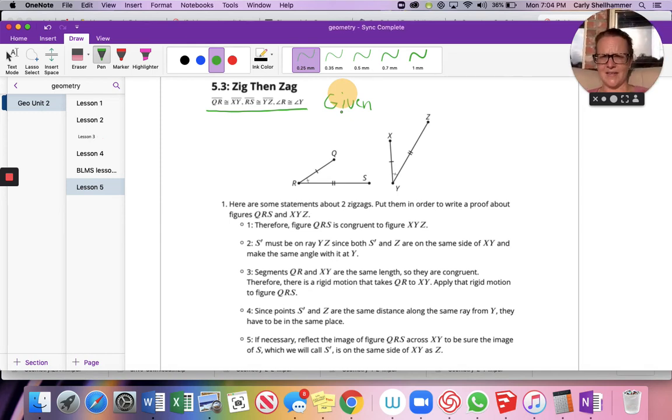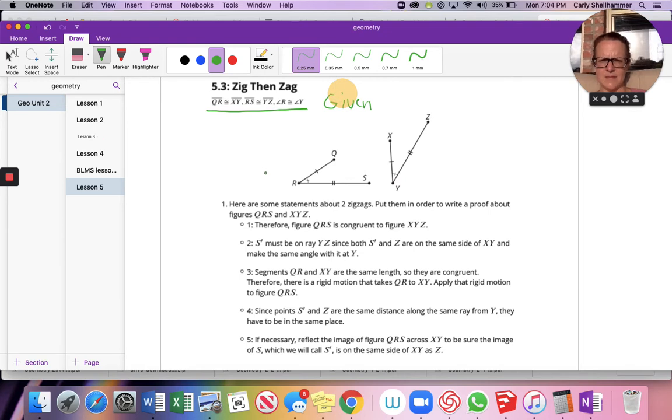So those are our givens. It's given that we know segment QR is congruent to segment XY. QR congruent to XY, and we've marked them with single ticks. RS is congruent to YZ. RS, YZ, and they're marked with double ticks. And then angle R is congruent to angle Y. It's marked with one arc with a tick in it.